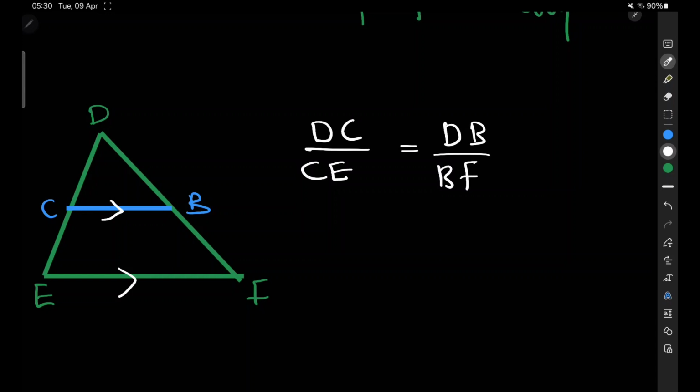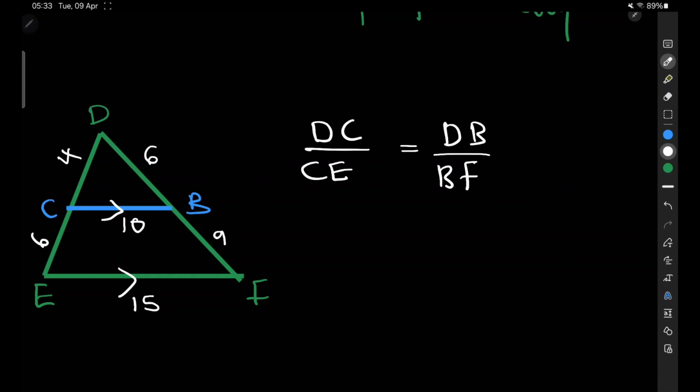Okay, and that is obviously because of the first theorem of proportionality. So what we're basically saying is that the ratio of DC, which is this part, over this part here, will be equal to the ratio of DB, which is this part, over BF, which is that part over there. Okay, so now we're going to do an example, we're just trying to put numbers to see how that is true.